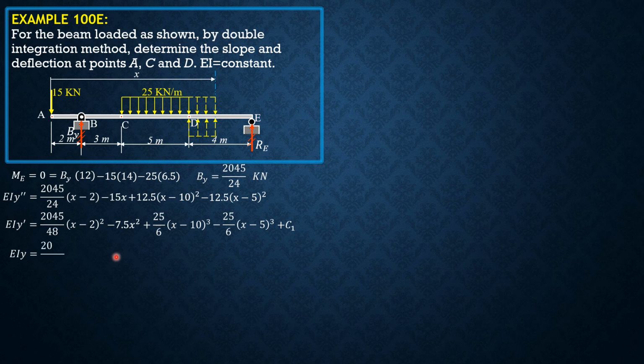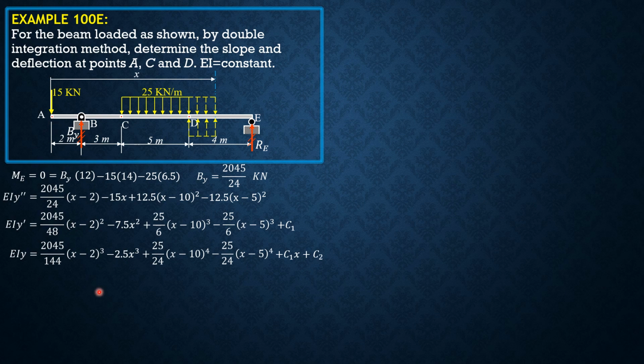Then integrate again, EIy equals 2045 over 144 quantity (x minus 2) cubed. 7.5 over 3 is 2.5, so minus 2.5 x cubed. 25 over 6 divided by 4 is 25 over 24, (x minus 10) to the fourth. Then minus 25 over 24 (x minus 5) to the fourth, plus C sub 1 x plus C sub 2. Again, there are C sub 1 and C sub 2 because A will deflect.